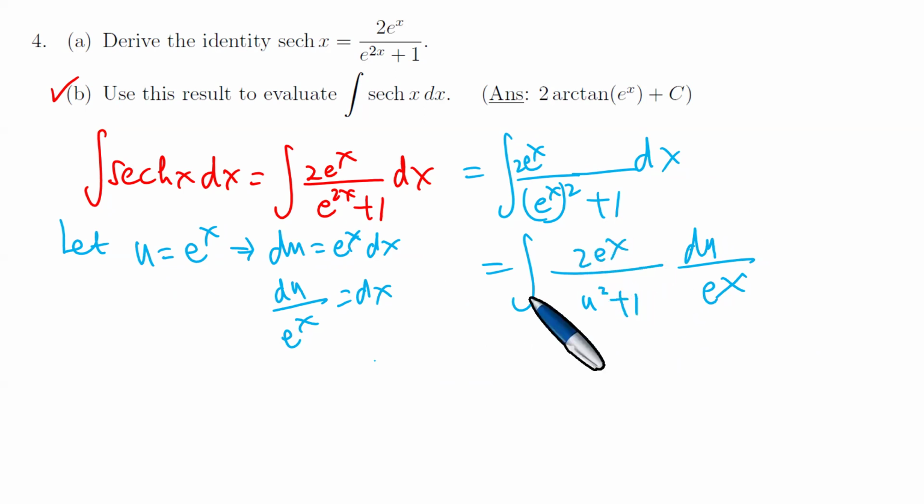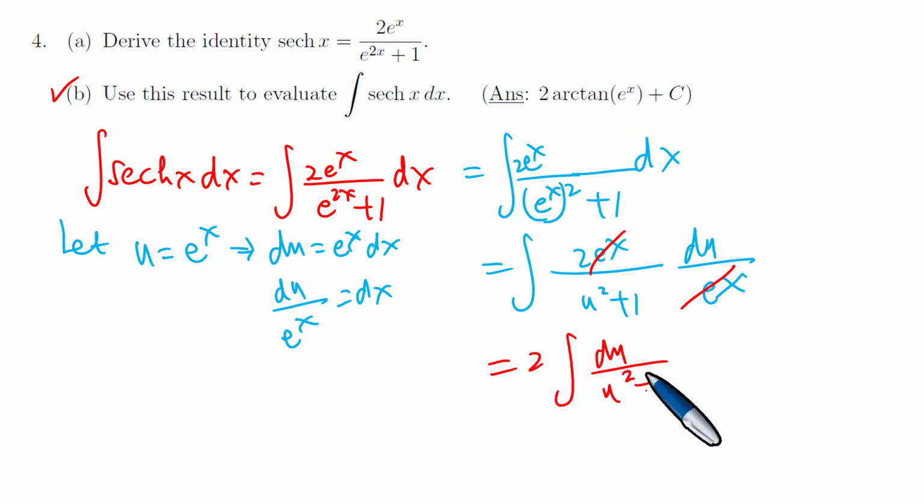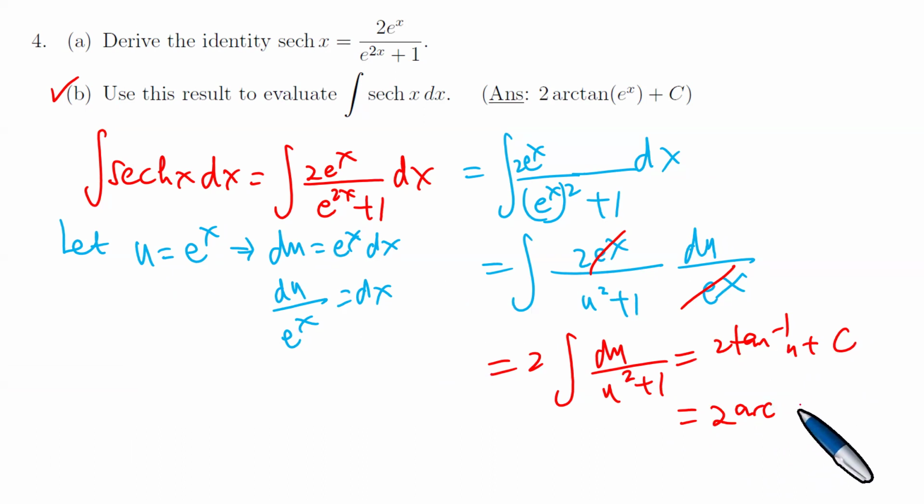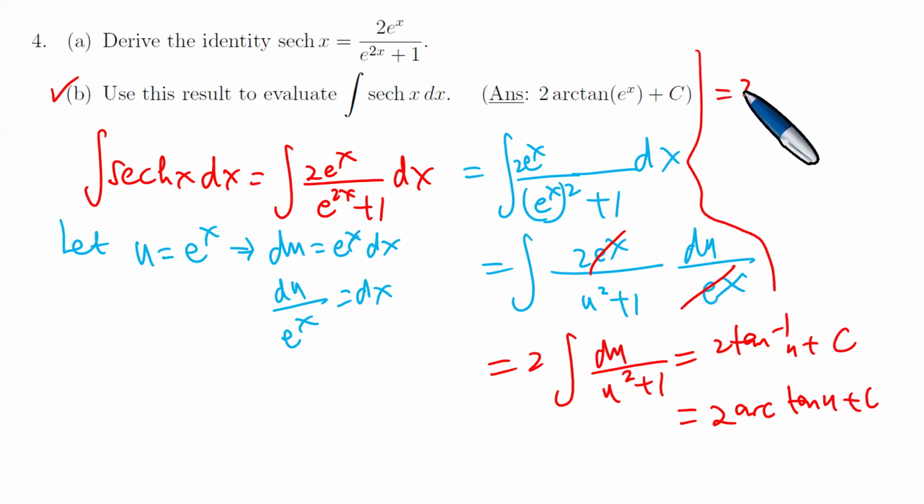But here this is 2e to the power x, du, over u squared plus 1. So this integral of 1 over u squared plus 1 is arctan u, which you can write as arctan of u plus c. You get to this point, it's 2 arctan of u, and u is e to the power x, plus c, like that.